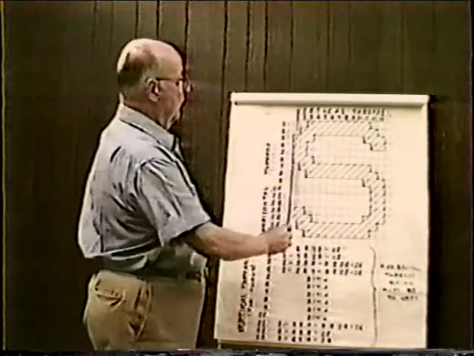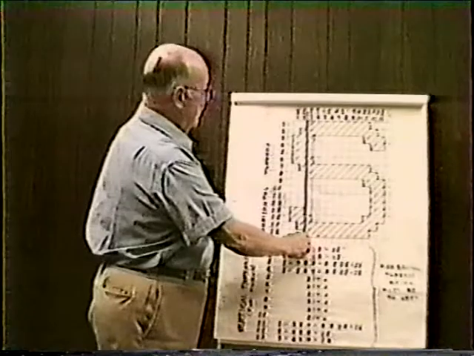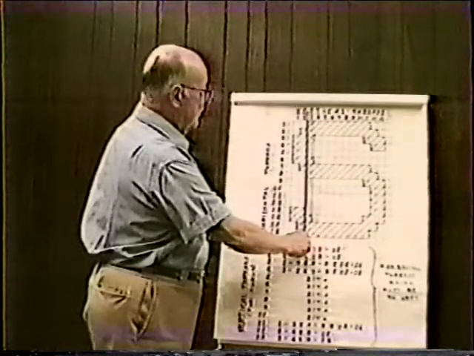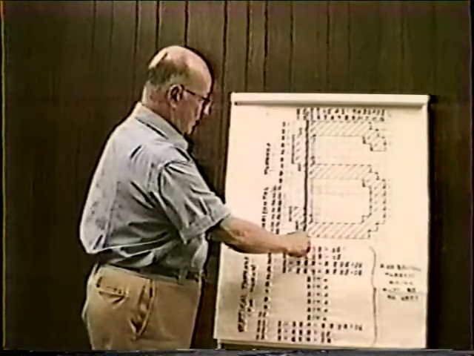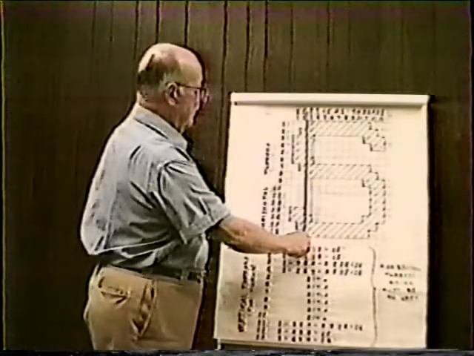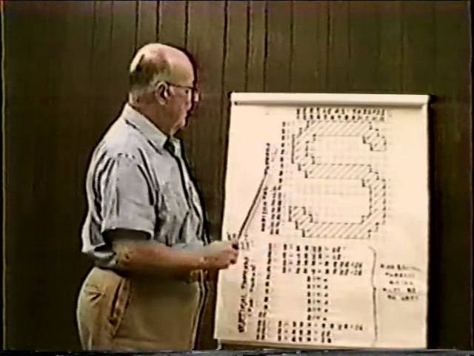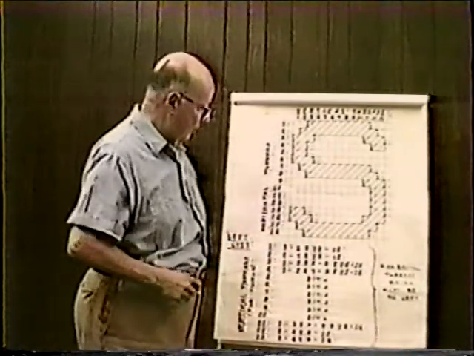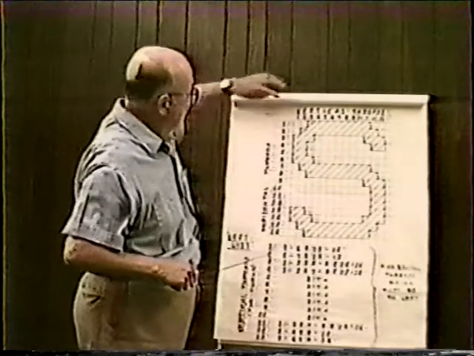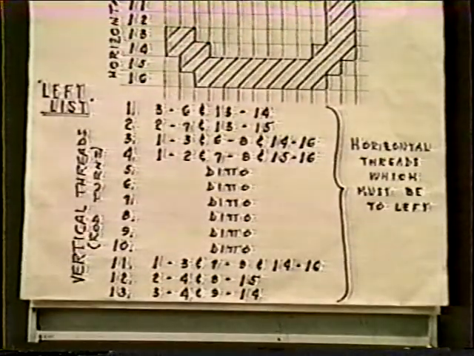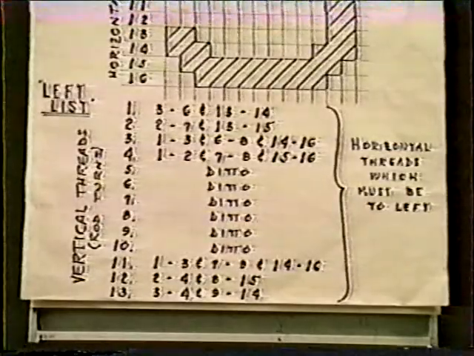Let's go next to vertical thread number 2. You'll see that 3 through 6 and 13 and 14 are still to the left, but in addition we have 2 and 7 and 15 are also moved to the left. So leave vertical thread 1 threads to the left and add these additional 3 threads. So the left list for vertical thread number 2 shows 2 through 7 and 13 through 15.